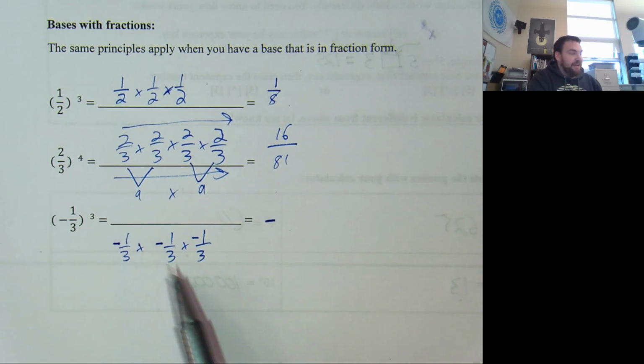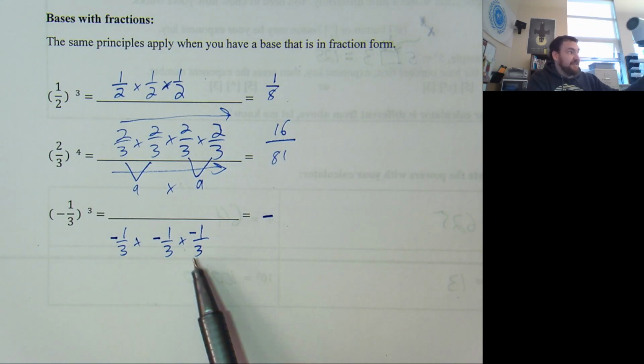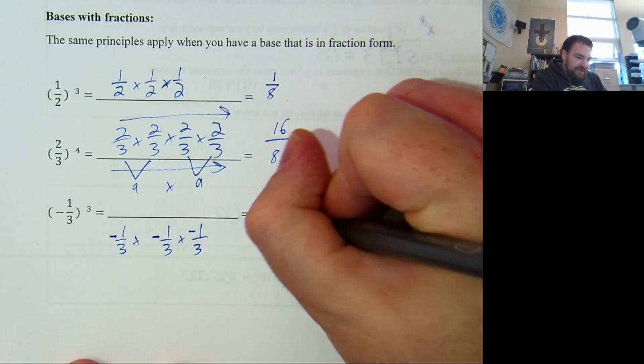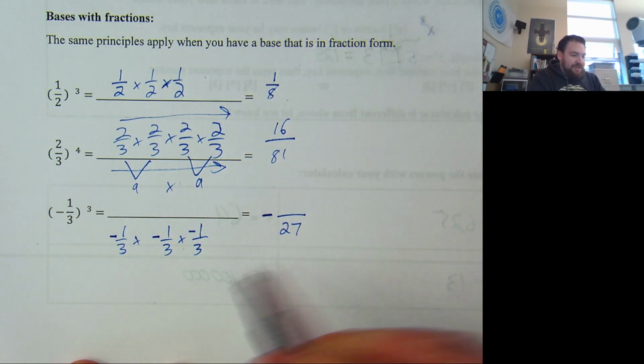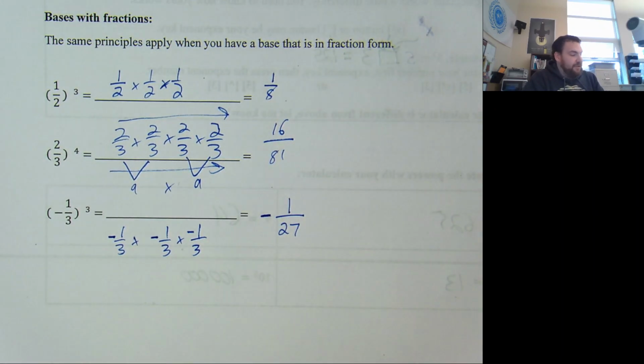And then 3 times 3 is? 9, and then 9 times 3 is? 27. So 27 is going to be in the denominator. 1 times 1 times 1 is? 1. And you're done.